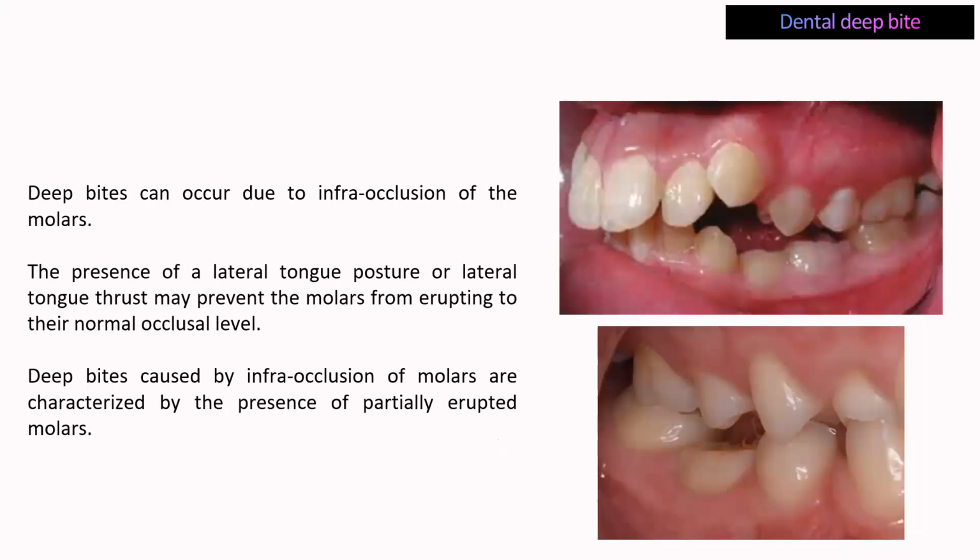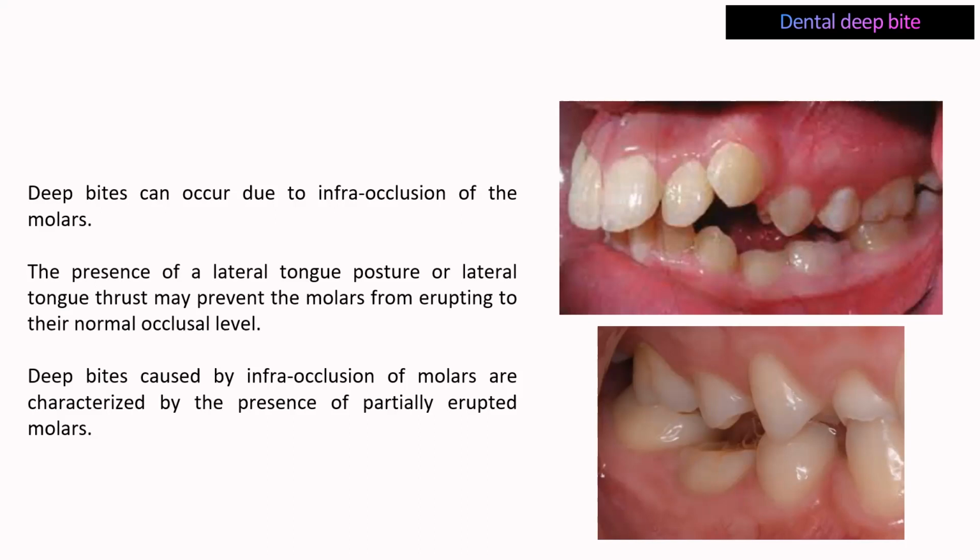Deep bite can occur due to infra-occlusion of molars. The presence of lateral tongue posture or lateral tongue thrust may prevent the molars from erupting to their normal occlusion level. So this is the second reason why dental deep bite occurs. The first is excessive eruption of anteriors, and the second is under eruption of the posteriors. In this first figure, there is not much occlusion in the posterior aspect. In those cases, your anteriors will go into maximum occlusion, and that results in deep bite.